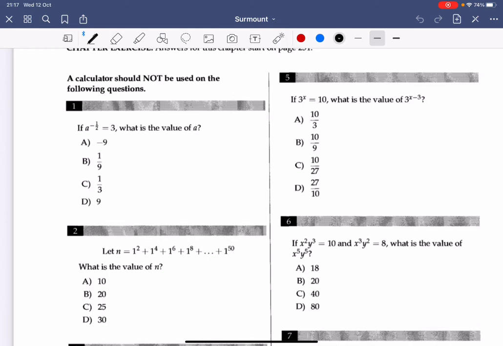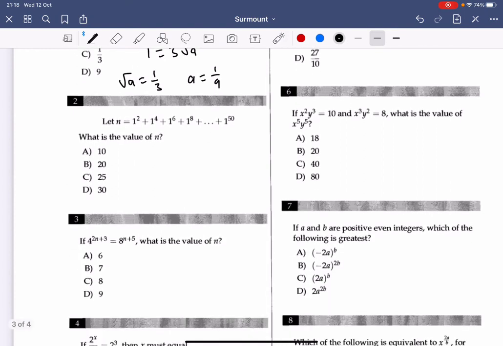So a to the power of negative half is basically 1 over a to the power of a half, which equals 3. And a to the power of half is root a, so multiply that over. You get 1 equals 3 root a, and root a equals 1 over 3. Square both sides, a equals 1 over 9. So the answer is B.